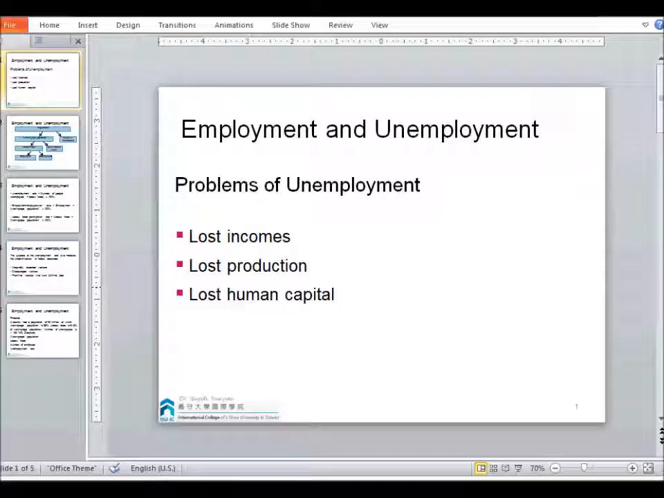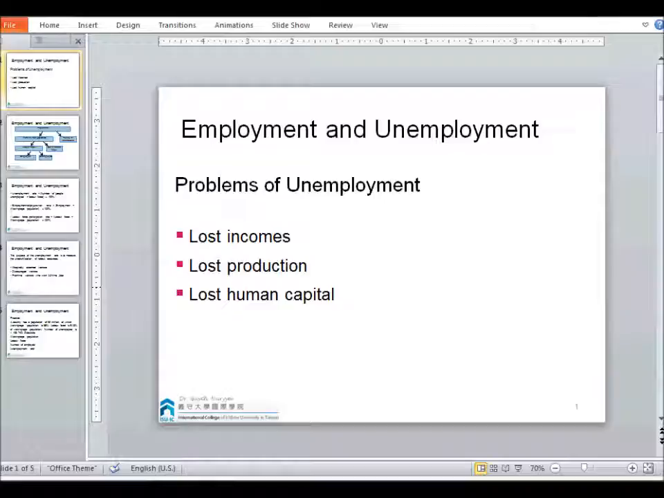Today we're talking about what is unemployment. Well, in economics, we devote a lot of time talking about unemployment, employment, and some other related topics. And we do that because unemployment creates some real economic problems. One of those problems is that people who are unemployed lose their income.